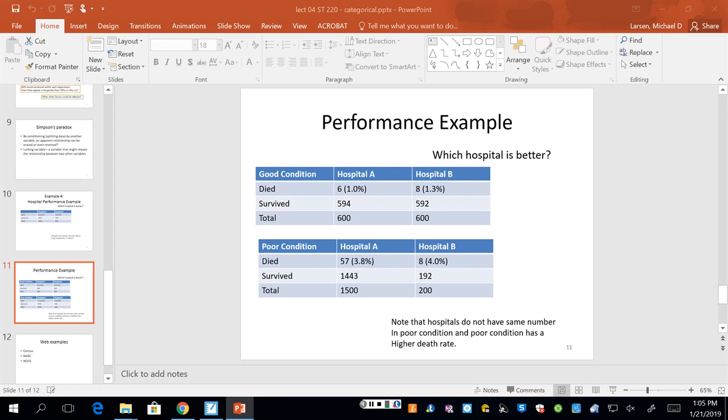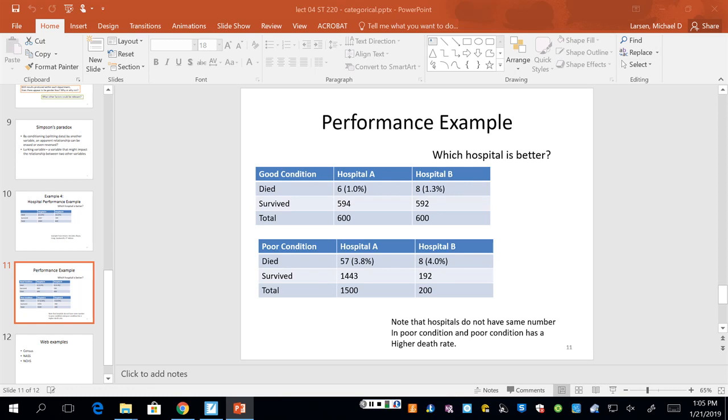So which hospital is treating more of the sick patients? The ones that are in worse condition. Hospital A. So here, hospital A is getting 1,500 versus 200, versus 600, 600. So it looks like hospital A gets more of the people coming in the poor condition. The survival rate among those people is 3.8% in hospital A, but it's 4% in B. So hospital A seems to be doing a better job for those patients.